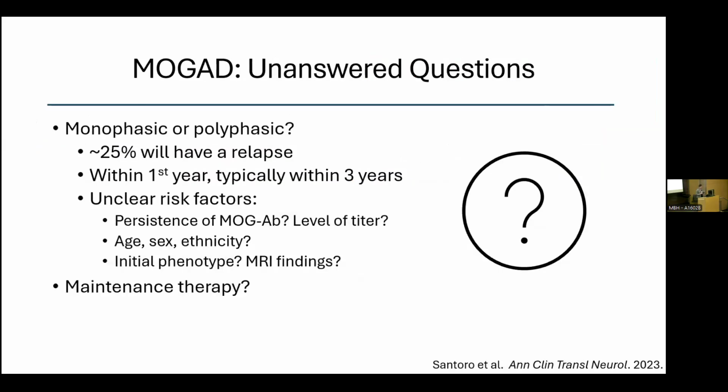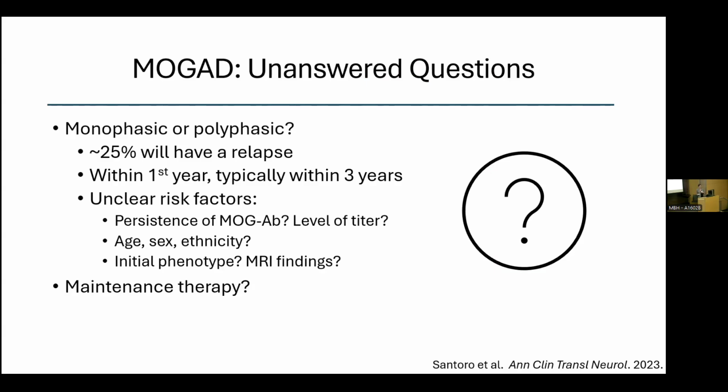There's still a lot of unanswered questions when we think about MOG, namely whether it's going to be monophasic or polyphasic. So this is a little bit different than MS, where we know that that's a chronic disease. Patients need to be on treatment. Only about a quarter of kids, maybe a little bit more, will present with the polyphasic course, meaning they'll relapse. Usually, if they are going to relapse, it's within the first year, typically within the first 3 years, but there's lots of research out there looking at if there's a biomarker that could help us understand which kids are going to relapse and which kids aren't.